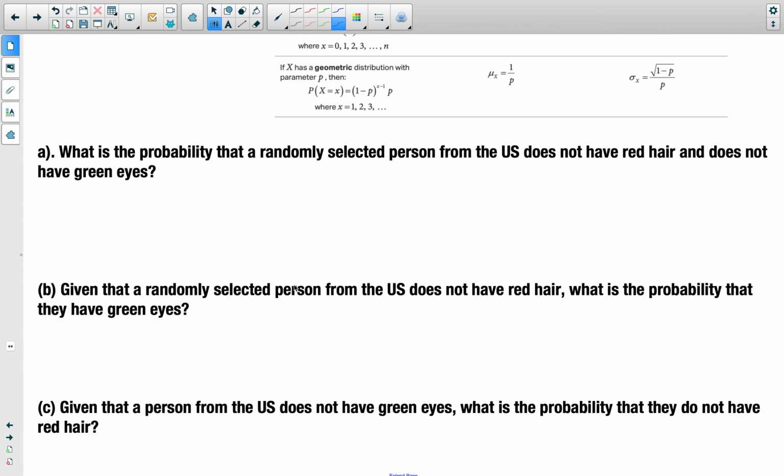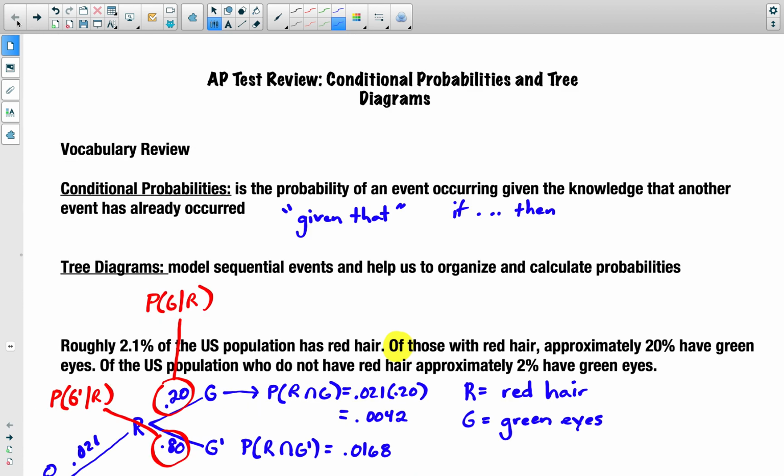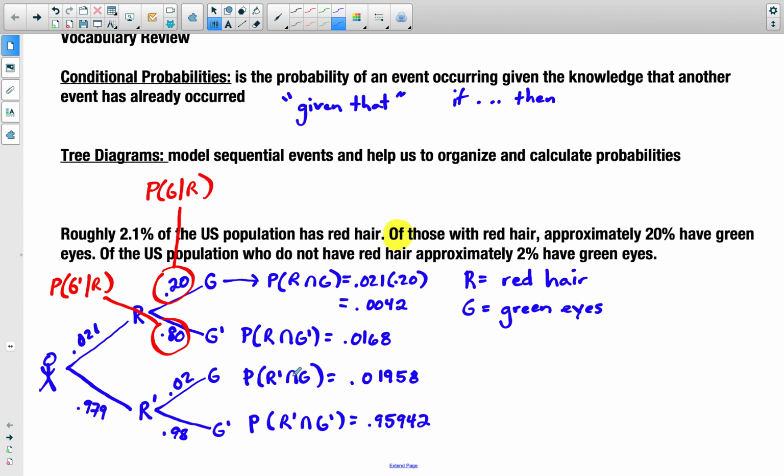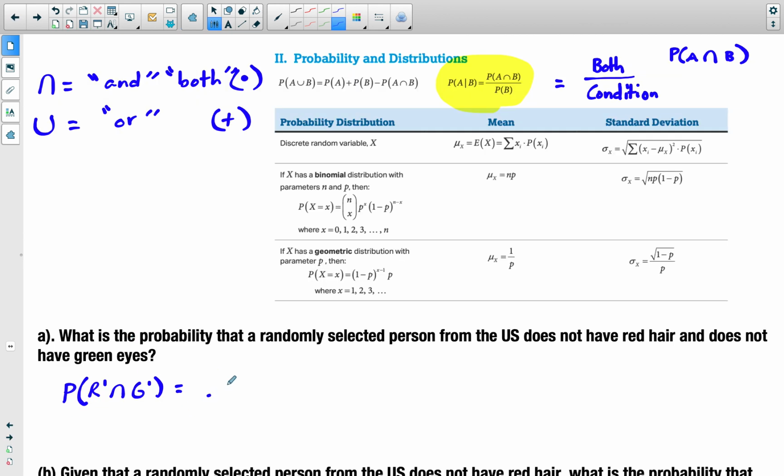All right, what is the probability that a randomly selected person from the US does not have red hair, so that would be R prime, and does not have green eyes. So R prime and G prime. Now if I go back, I think I've already calculated that. I've already done a lot of the legwork. So I need to look for R prime and G prime. There it is, that last one right here. R prime and G prime, 0.95942. So I've already done that work.